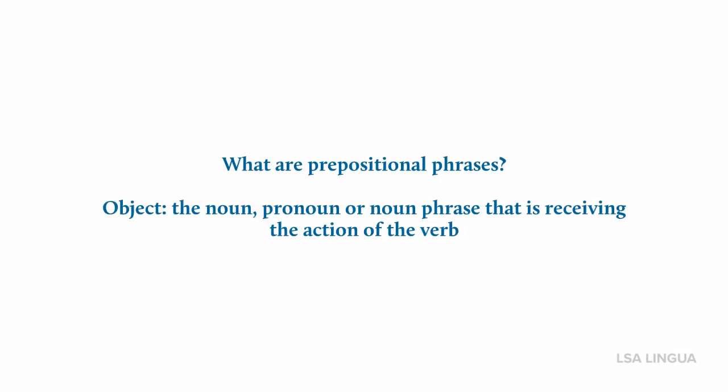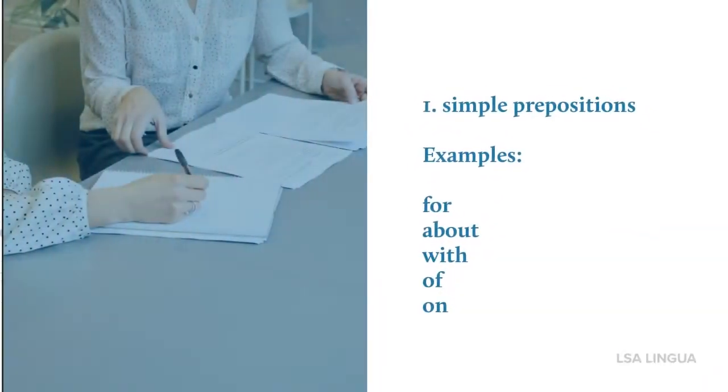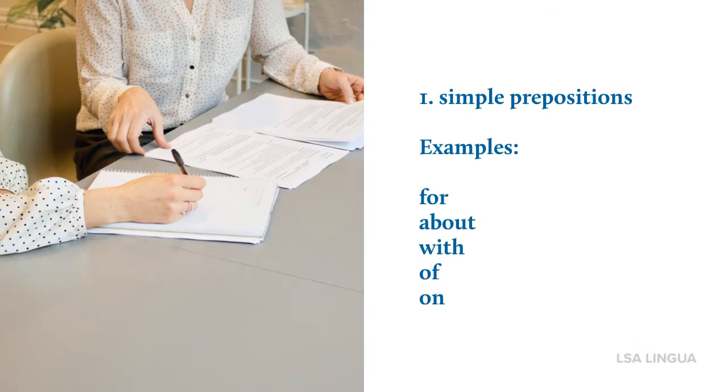In these explanations, prepositional phrases are used. What is a prepositional phrase? Well, prepositional phrases only contain an object of a clause and they never contain a subject. Simple prepositions. Simple prepositions are used as a part of a prepositional phrase. Examples are for, about, with, of, on.